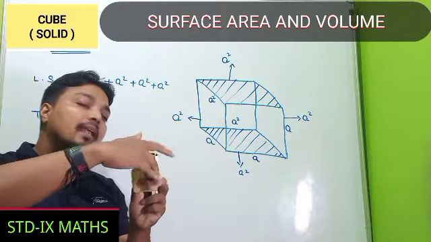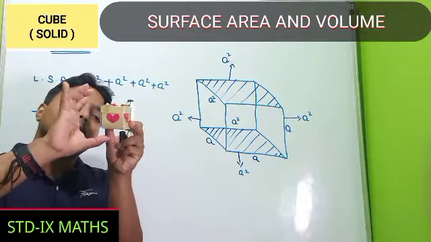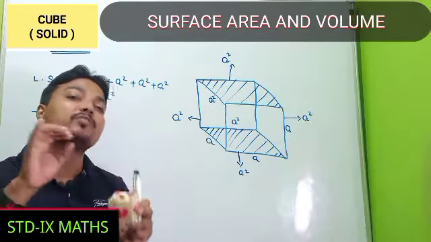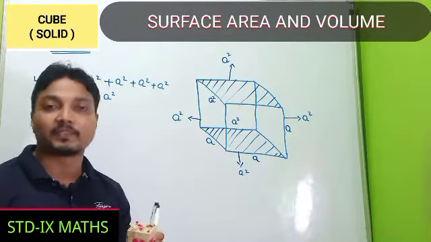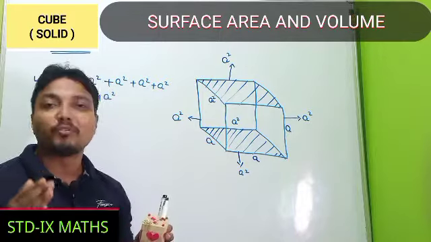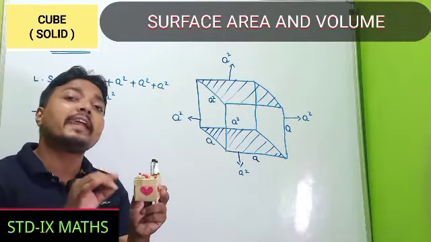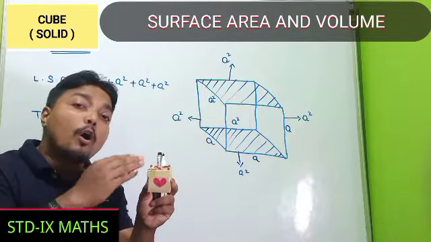And with the lateral surface, whenever the area of the base and the area of the top are added, together we can call it our total surface area. Otherwise, you just have to remember that the total surface area means the sum of the areas of its 6 faces, the area of all the faces.